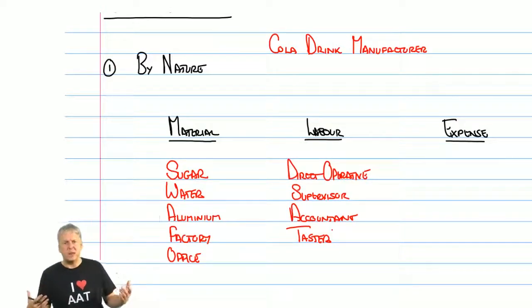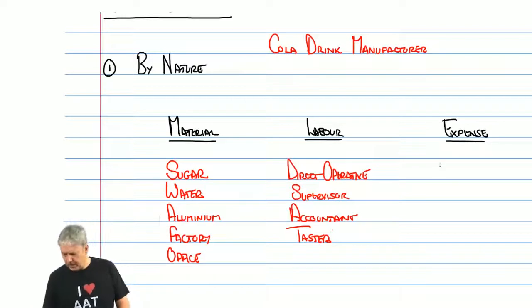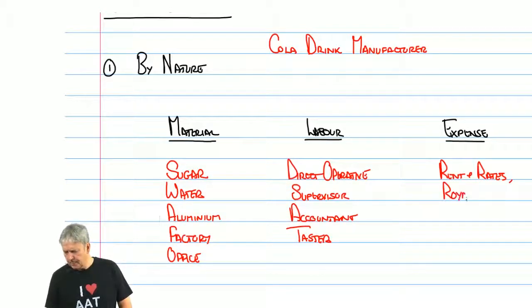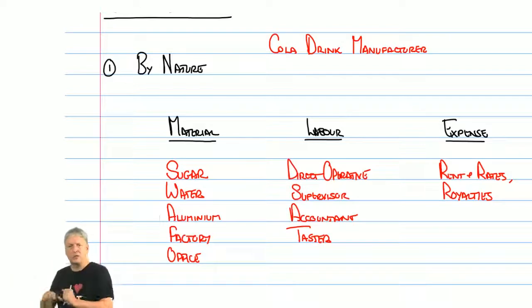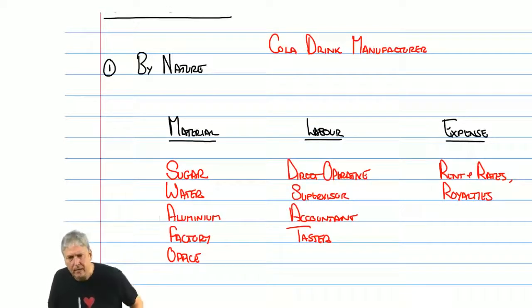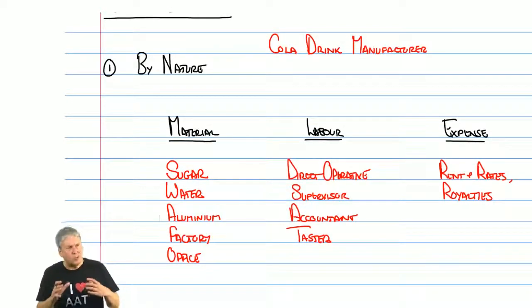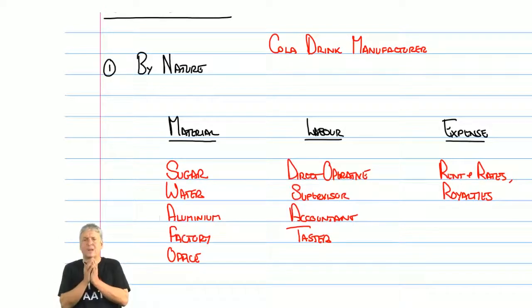And when we look at expenses, we've got lots of things here, from things like rent and rates, if we do rent anything, yeah. We've got royalties. I don't mean those that are having babies at the moment. I mean the idea that if we are using somebody else's recipe or somebody else's brand, we have to pay them for the use of that brand and things like that. So these are the sort of things that we have. And to my mind, I don't think it is difficult to classify by nature. We can do it. We understand it.